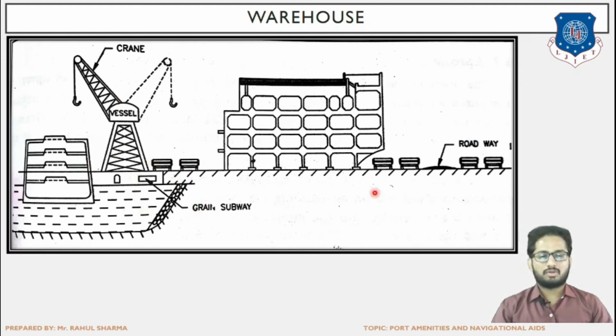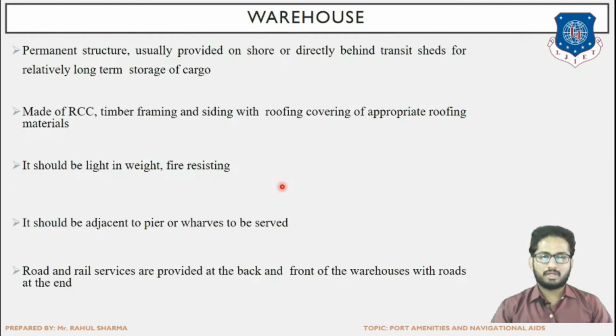So most of the labels are the same as the transit shed. The difference is in purpose, that is, the warehouse is for long term storage of cargo or commodity. So basically these are a few features regarding the warehouse.